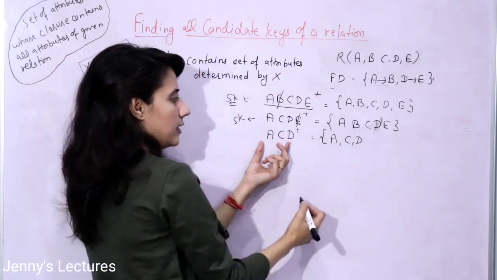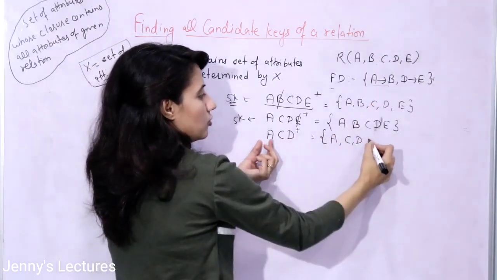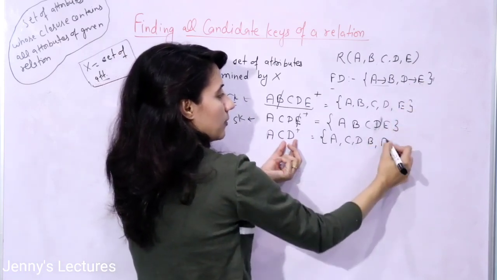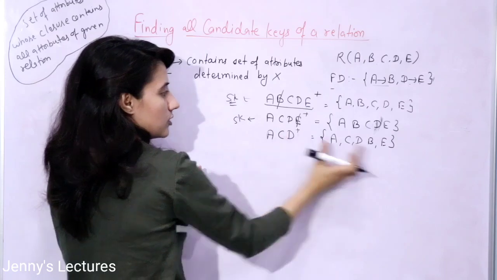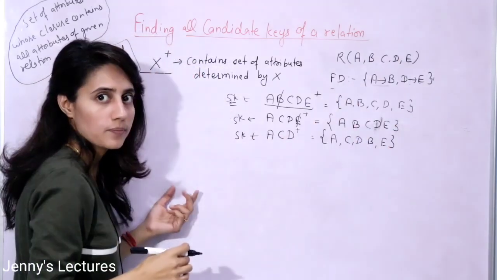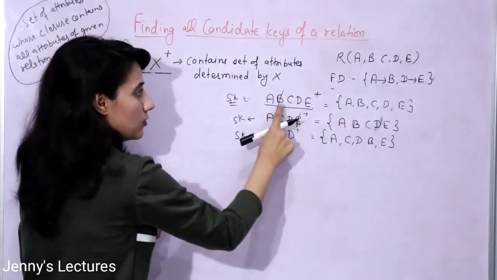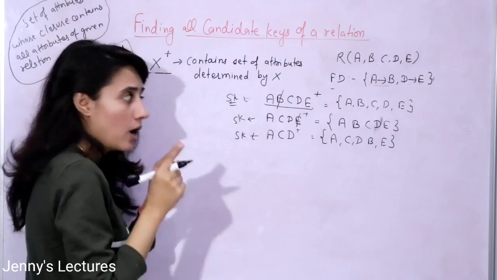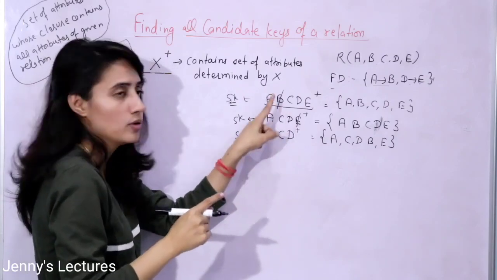ACD closure is what? A, C, D. Yes, using A I can determine B, so definitely B. Using D I can determine E, so definitely I have D, so I can determine E. And ACD closure still has all the attributes, so you can say that this is still a super key, right? You have discarded E as well as B. See, this is a very important step.